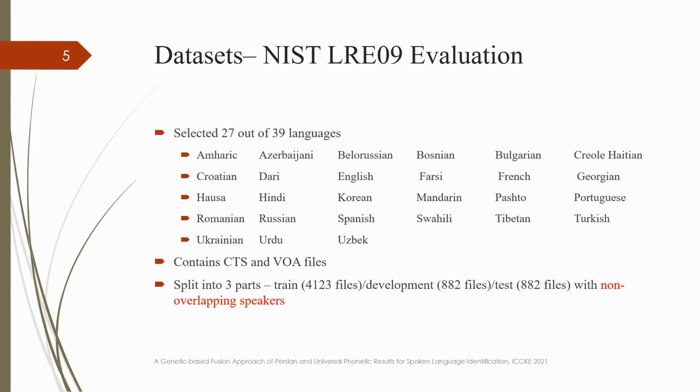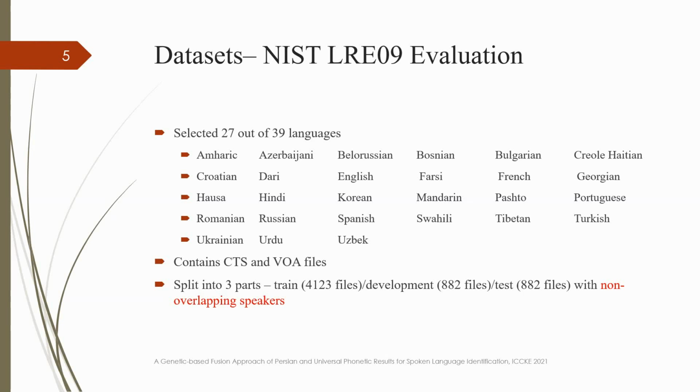Now, let's talk about the different datasets which were used in our work to develop our LID system. The first dataset which I'm going to talk about is the NIST LRE'21-A evaluation dataset, which contains both CTS and VOA files. It initially includes 39 languages, but since some of these languages contain a very limited amount of data, we only select 27 languages amongst them. The 27 selected languages are presented in the table.